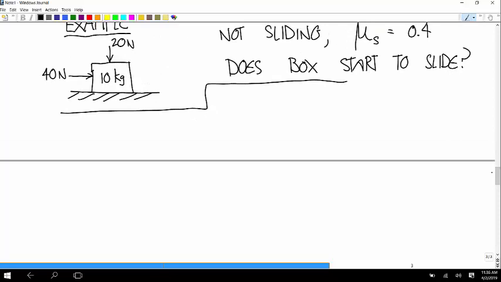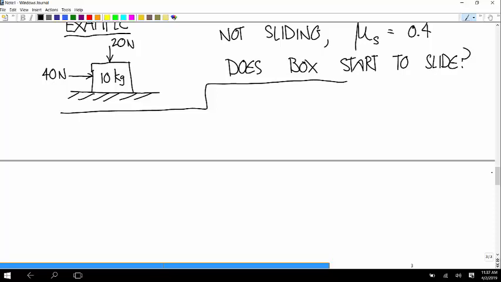So the basic process that we're going to follow is we're going to assume the box doesn't slide, so we're going to assume the acceleration is 0. We're going to calculate the friction force that's required, and then compare that to the maximum force. If the friction force required is bigger than the maximum, then we know that static friction couldn't hold it and it started to slide. If it's smaller, the force required is within that range of allowable values, then it'll stay at rest, and that'll be the friction force. Any questions about that?